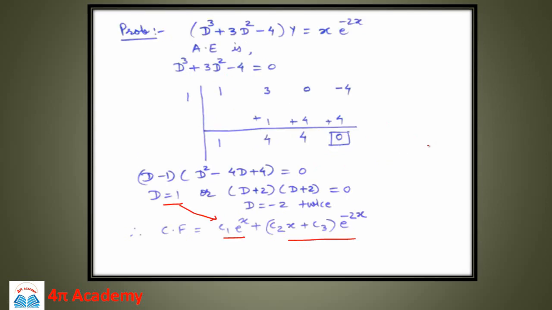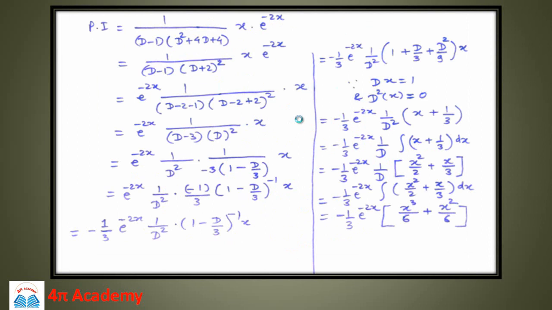So here it will be D plus a. So here a is minus 2, so it will be 1 upon (D minus 2 minus 1) into (D minus 2 plus 2) square into x. So this will be e raised to power minus 2x into 1 upon (D minus 3) and this is D square into x.